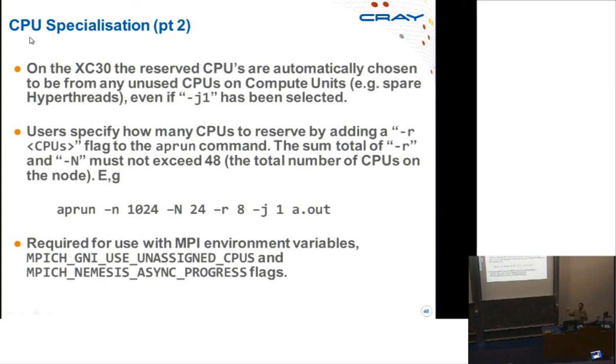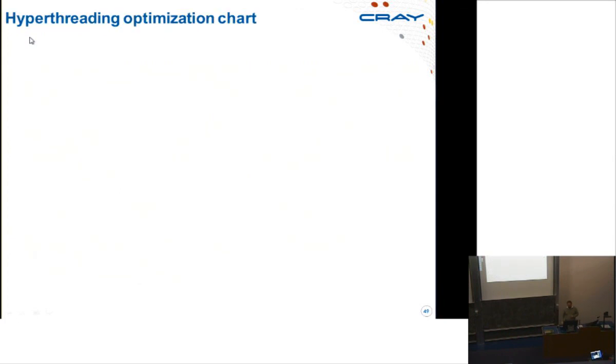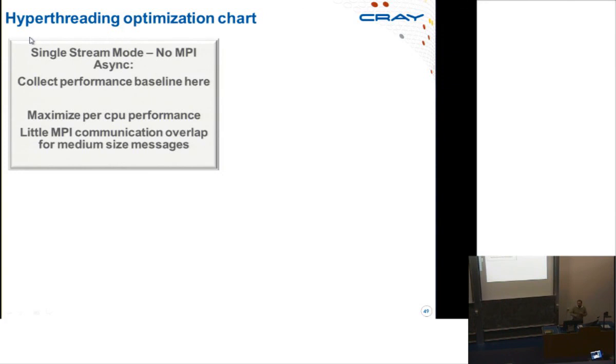So the sum of capital N times D plus R cannot exceed 48. So you can't be asking for more CPUs either for core specialization or for user applications than there are on the system. Again, use those environment variables, all available through man mpi. So how might you approach this as a sort of optimization process?